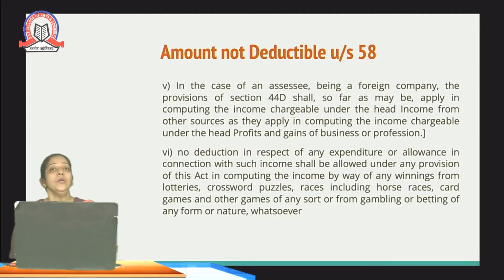For example, if a person gets 50,000 from a lottery, and has spent only 100 rupees for purchasing the lottery tickets, we will not say that 50,000 is my income and 100 rupees is my expenditure on lottery tickets, so I will get a deduction of 50,000 minus 100. No, that is not allowed, because this is income which is speculative in nature. Whichever income, like horse races, card games, puzzles, or anything relating to speculative or gambling income, whatever expenditures are incurred on that income will not be allowed as a deduction.